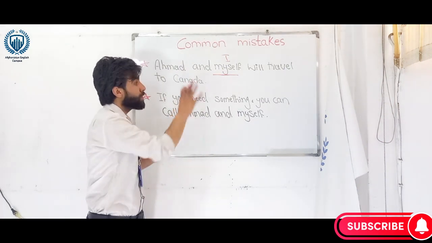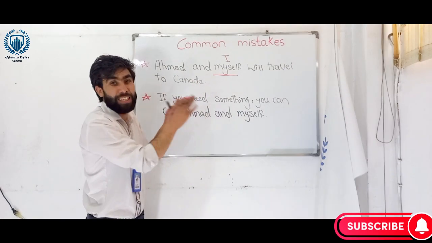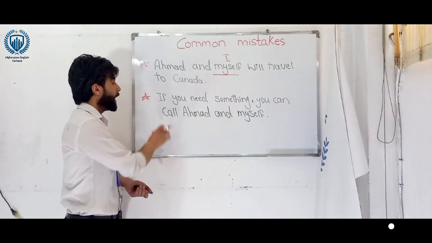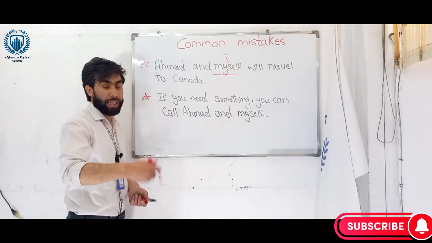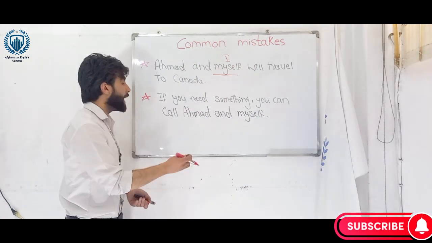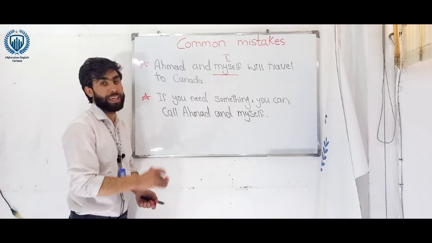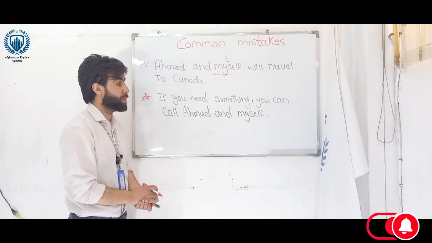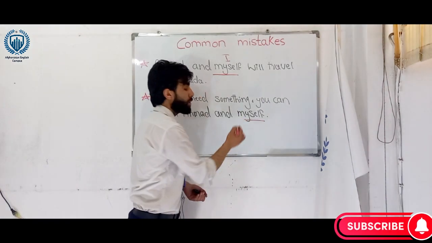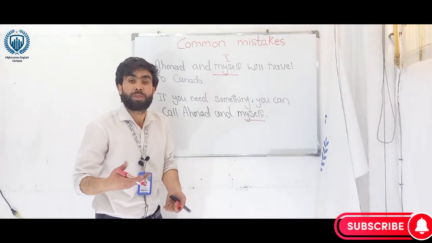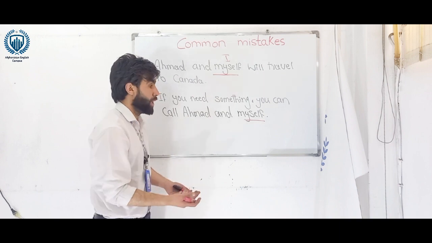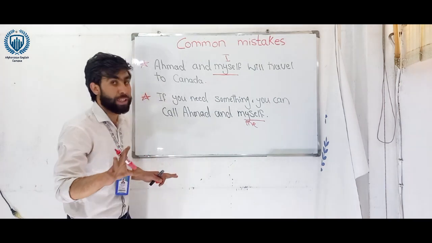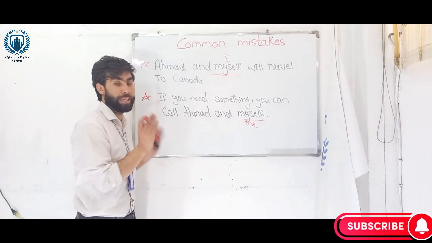And we don't use reflexive pronouns in this type of sentences. The next sentence and the second sentence, if you need something, اگر تو چیز ضرورت داشتی, you can call Ahmad and myself. تو میتونی مرا یا احمد را صدا بزنی. But in here, I have to use me. We studied about object pronouns. من را. And here I have to use the object pronoun. We cannot use the reflexive pronouns in these sentences.